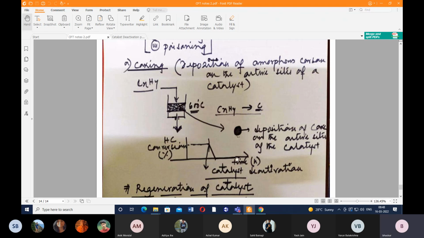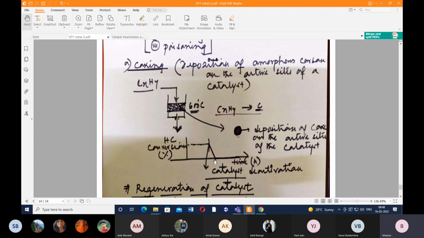So here I have drawn one plot. Along the y-axis, I have shown the hydrocarbon conversion percentage, and this is the timeline, the time on stream. Initially it was around 100%. After a certain period of time, the hydrocarbon conversion decreases like this, and at one time it will drop down to 0 and follow like this. There will be no further increase in the hydrocarbon conversion.